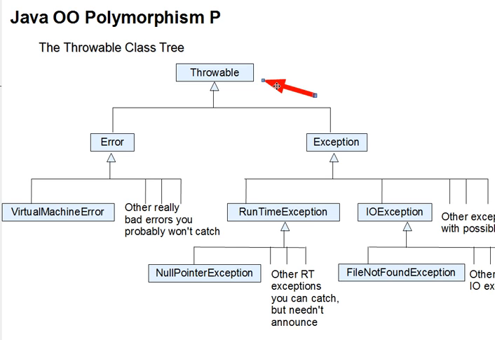Throwable has only two subclasses. One is Exception, which we've extensively discussed. The other is Error, which has subclasses for really bad problems that you probably won't try to catch, like a corrupted bytecode file or major configuration error in the JVM. And as for RuntimeException, methods don't have to announce that they might throw Error subclasses.